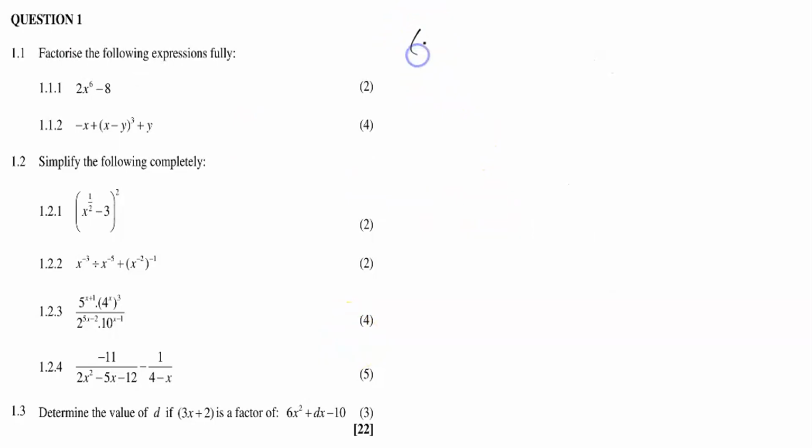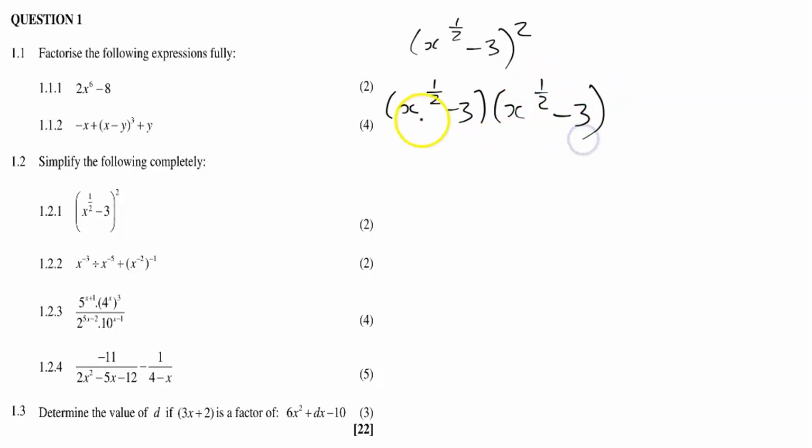First one, it's x power half minus 3 all squared. And then here you just have to remove these brackets to make it 2. So it becomes x power half minus 3 times x power half minus 3, and then x power half times x power half, the bases are the same, you simply add the exponents. Half plus half is 1, so you've got x power 1.